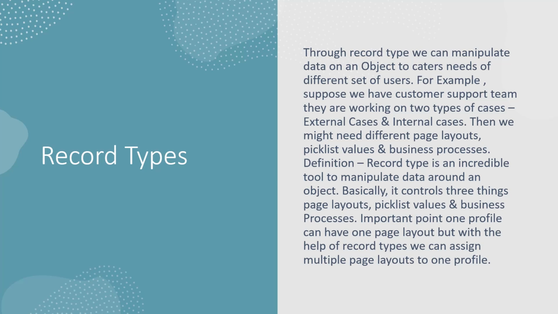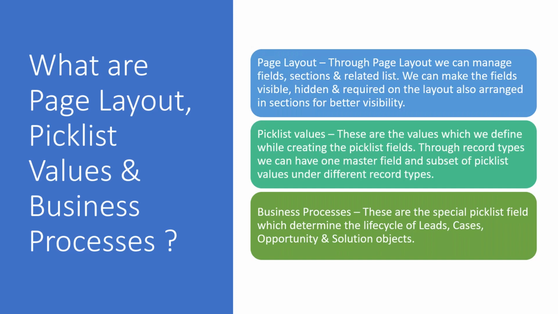So how can you define a record type? Record type is an incredible tool to manipulate data around an object, and basically it controls three things: page layouts, picklist values, and business processes. Very important point: one profile can have one page layout, but with the help of record types, we can assign multiple page layouts to one profile. So let's get into more details. What are page layouts, picklist values, and business processes?